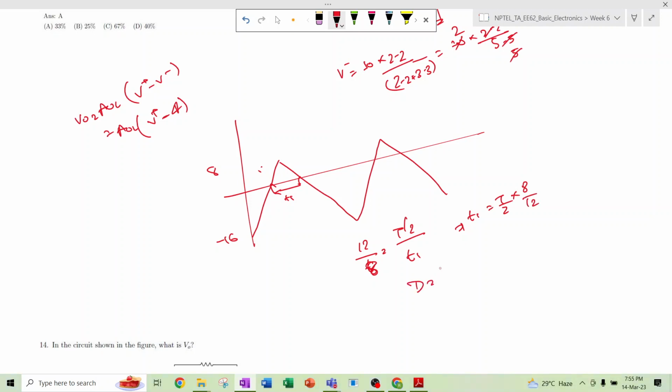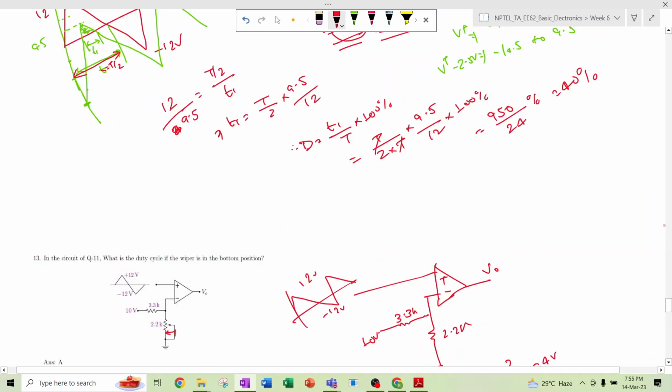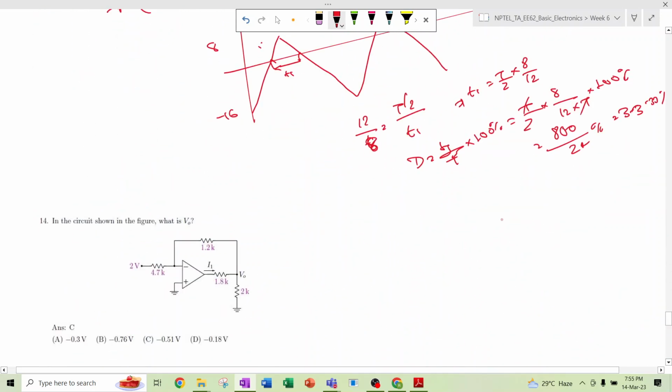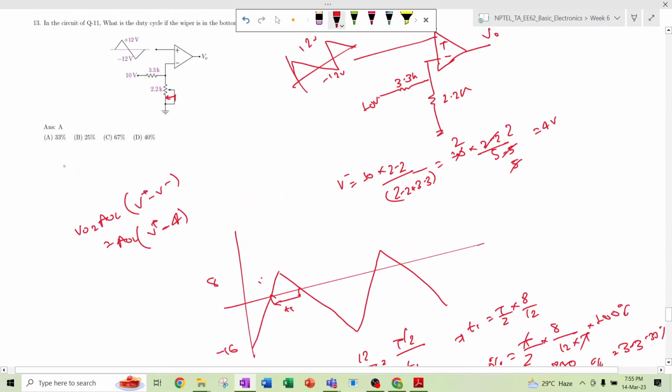So the duty cycle is T1 divided by total time period T into 100%. That means T by 2 into 8 divided by 12 into T into 100%. So T cancels out. So it will be 800 divided by 24%. So 800 divided by 24, it is 33.33%. So the correct option will be 33%.